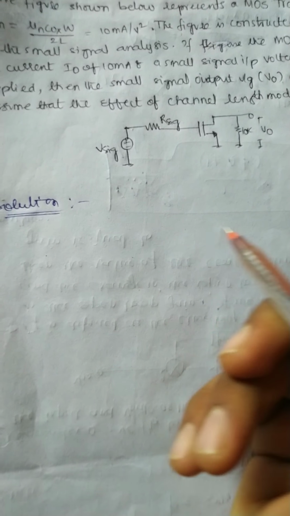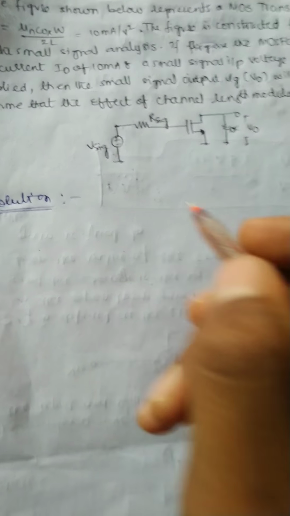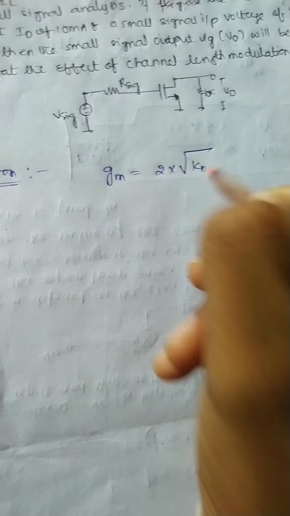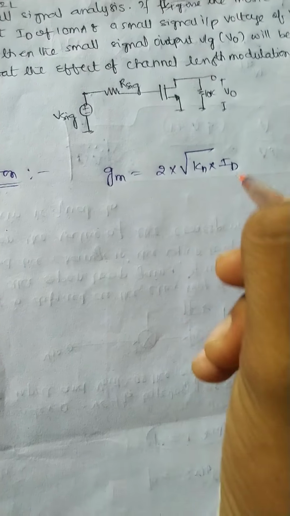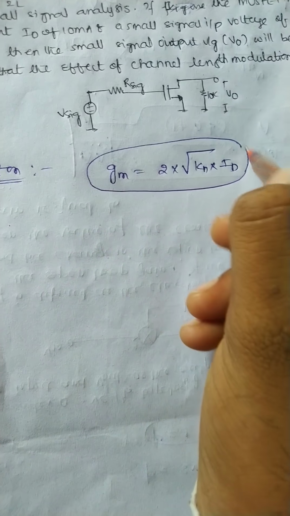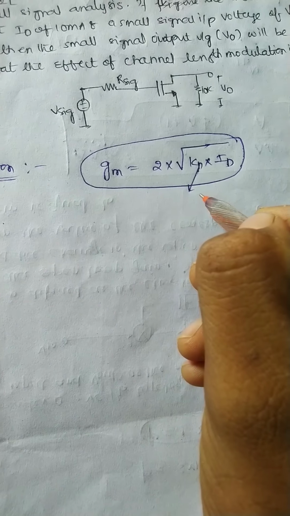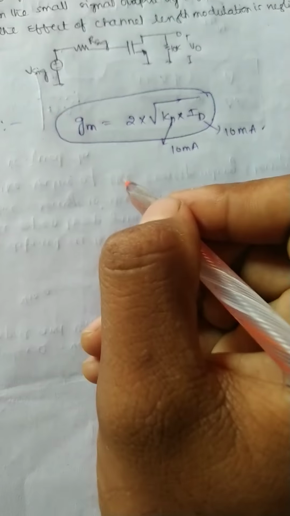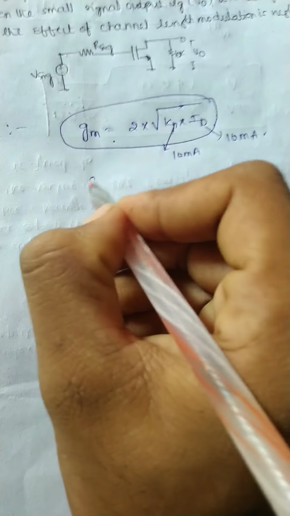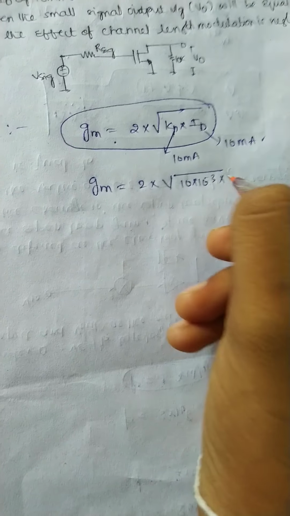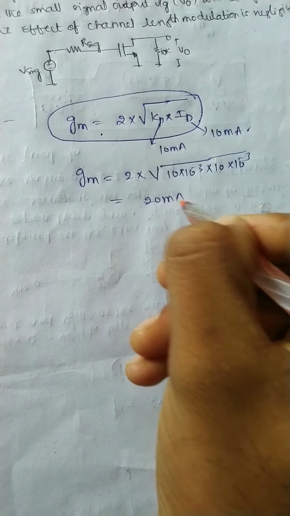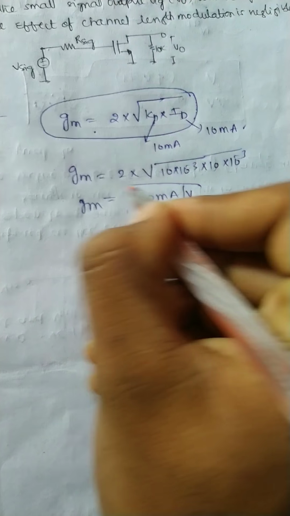To calculate the small signal equivalent of the MOSFET, we first calculate gm, where gm is the transconductance. gm equals 2 times the square root of Kn times ID. We already know the given Kn value in the question is 10 milliamps per volt square and ID equals 10 milliamps. By substituting these values in this formula, we get gm equals 2 times the square root of 10 times 10 to the power of minus 3 times 10 times 10 to the power of minus 3. Overall, we get 20 milliamps per volt. By the help of a calculator, you can get this value.